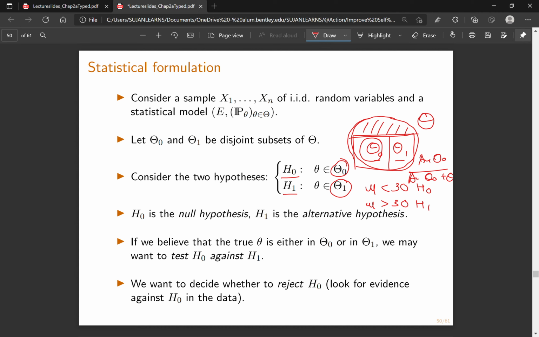What we are really doing is testing H naught against H1, or null hypothesis against alternative hypothesis. When we are doing our analysis or data mining, we are looking for any evidence against H naught in favor of H1.